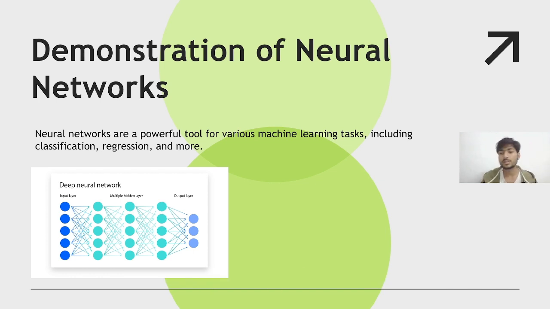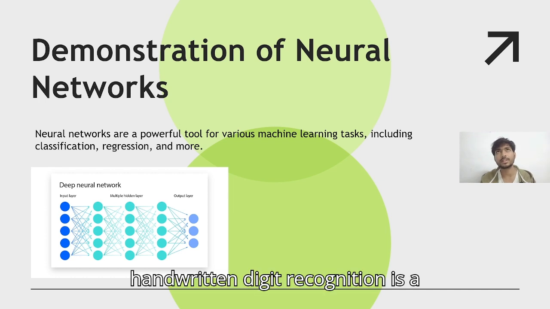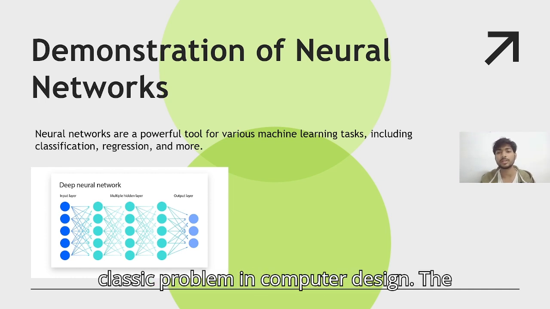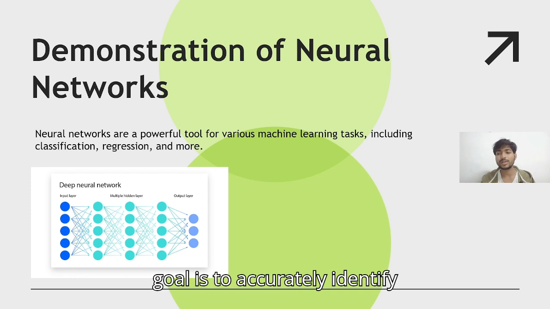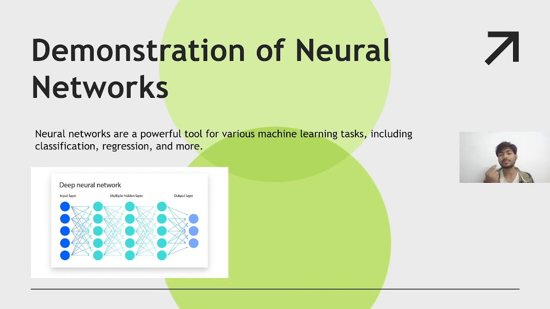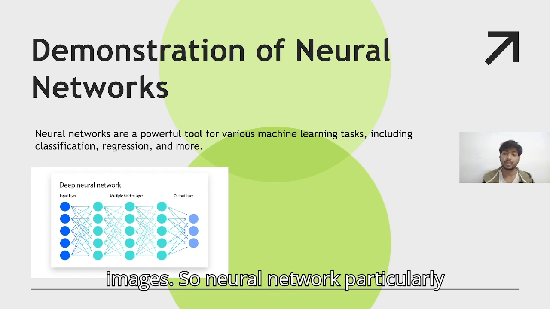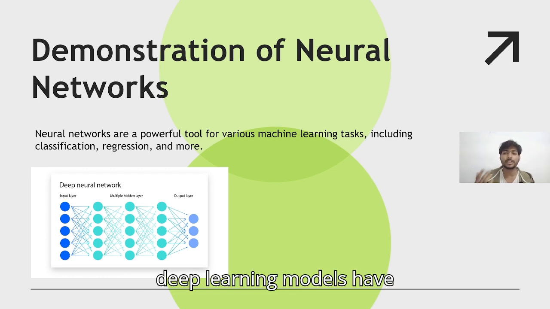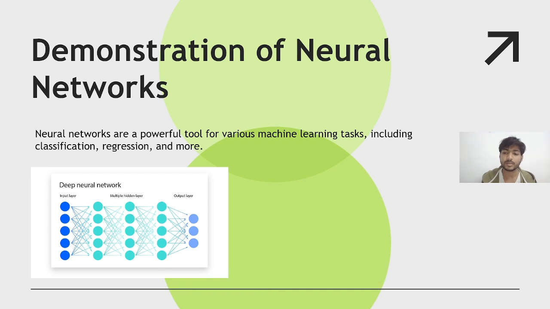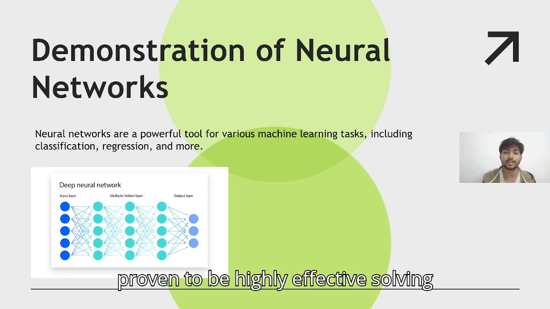For example, let's understand handwritten digit recognition. Handwritten digit recognition is a classic problem in computer vision. The goal is to accurately identify handwritten digits from 0 to 9 from images. Neural networks, particularly deep learning models, have proven to be highly effective in solving these tasks.